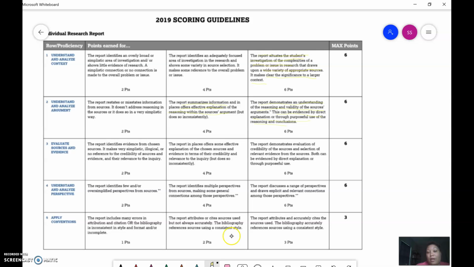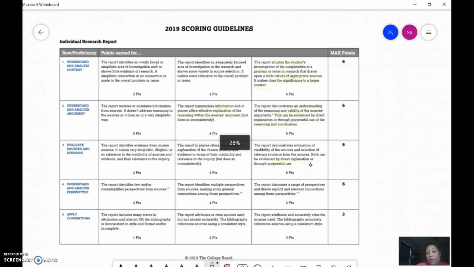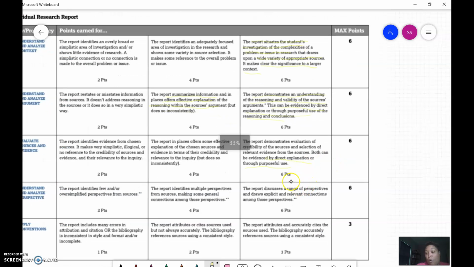So what we're looking for is that you are able to incorporate the evidence and make sure that your claims, evidence, and reasoning are all aligned. So you have a good line of reasoning here. For evaluate sources, the report demonstrates evaluation of credibility of sources and selection of relevant evidence from sources. Both can be evidenced by direct explanation or through purposeful use. Again, that's either you're using your commentary or you have embedded the quote in a way that makes obvious the use of that certain piece of evidence.